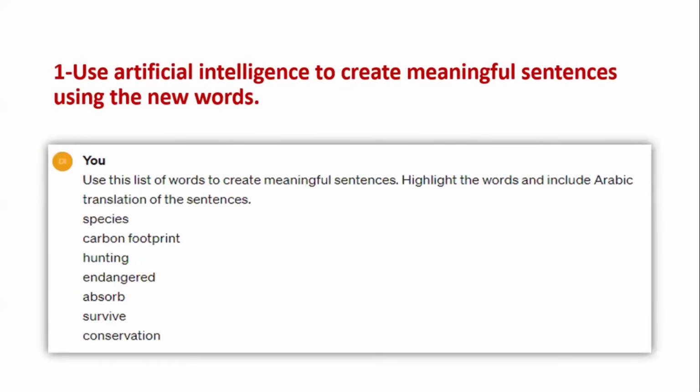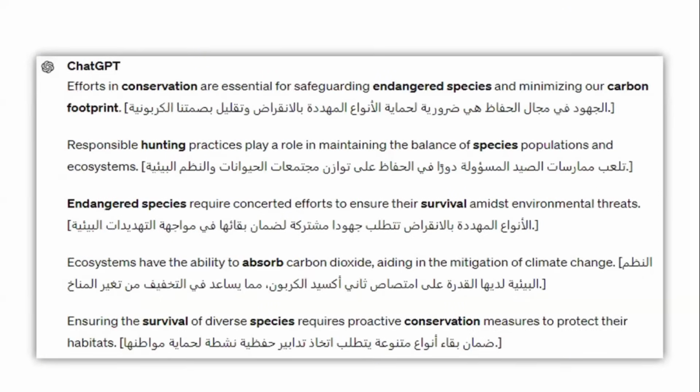or to take the words to create meaningful sentences. I asked the artificial intelligence also to highlight the words and include Arabic translation. It's optional if you want Arabic translation or not. So if you put the list of words, you'll find something like this. This is what came up for me. I have some sentences using the same vocabulary that I'm supposed to be tested in, and I have the Arabic translation mentioned.